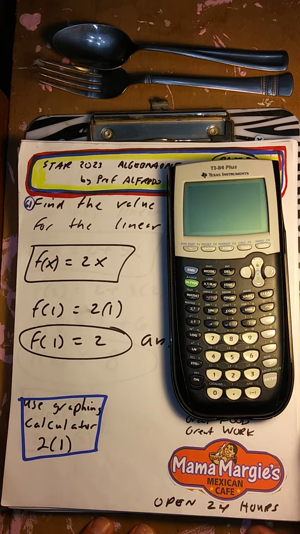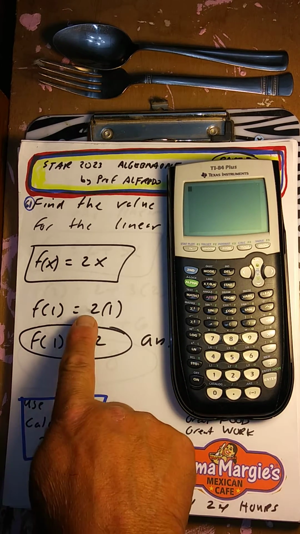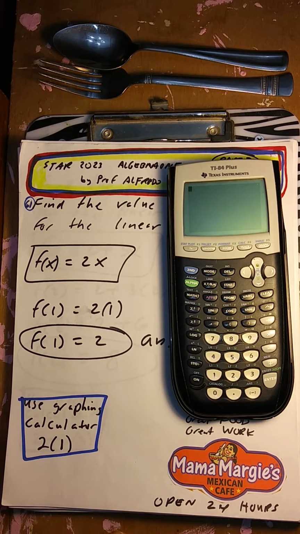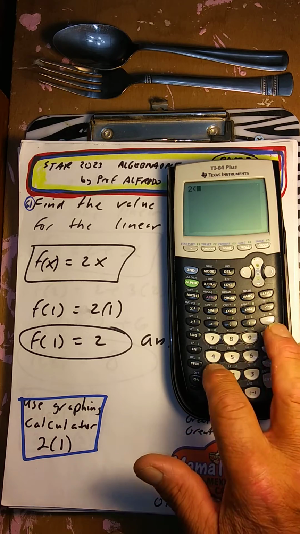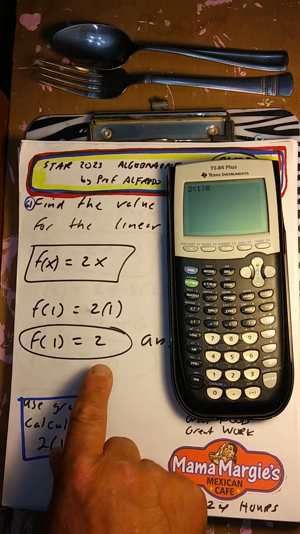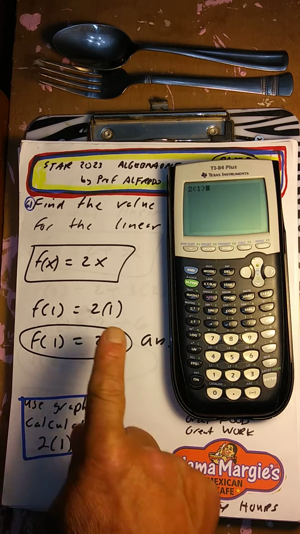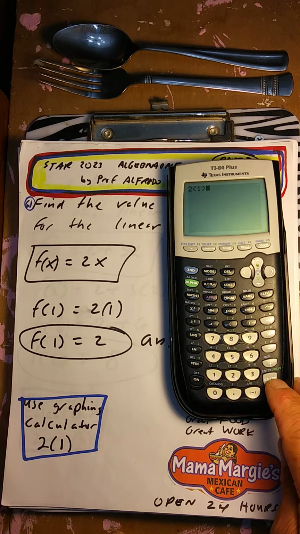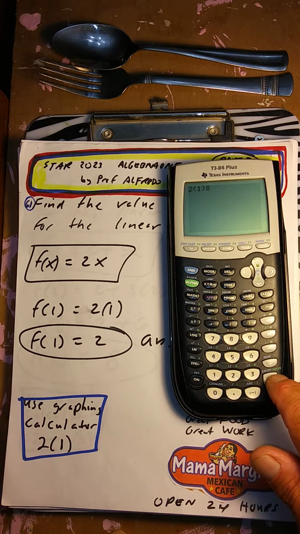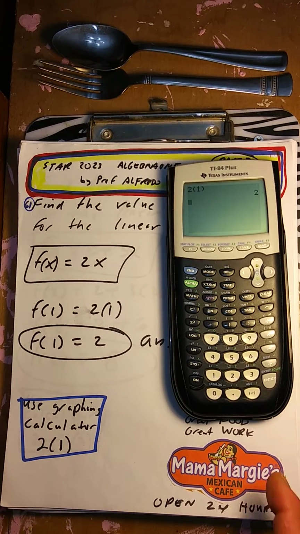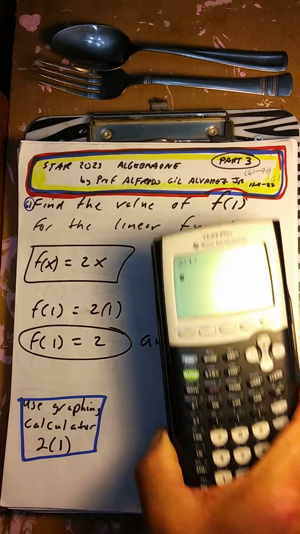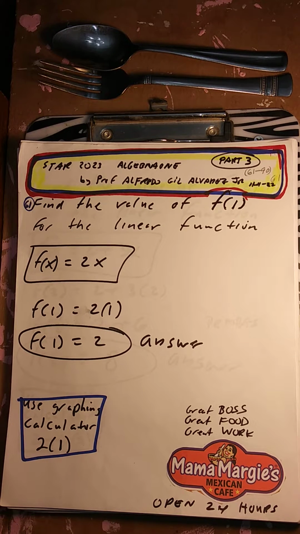So now, how do we use this machine? We have to go 2 times 1. So how do we do 2 times 1? We go 2 parentheses 1. Does it match? 2 times 1? Yes. And then once you put it in there, hit enter, the calculator will do all the hard work for you. The answer is what? 2. So you can use a graphing calculator, if you want to, sure.